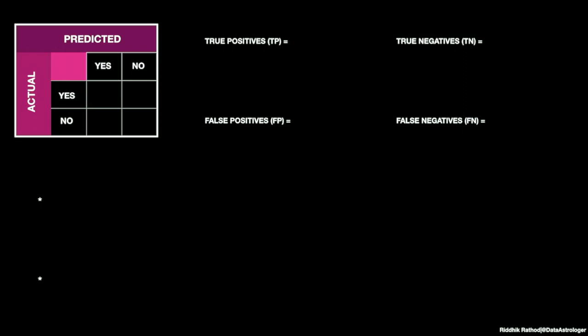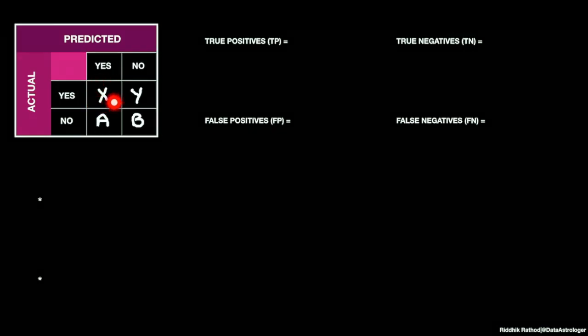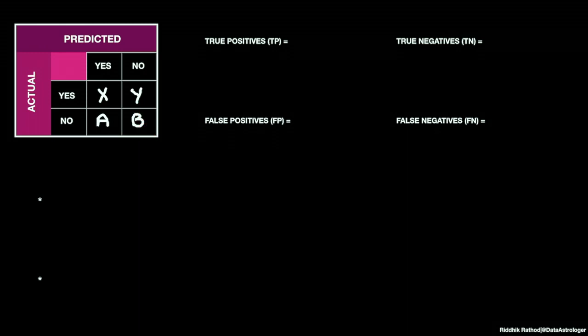So let's create a confusion matrix with binary class labels yes, no, and values x, y, a, and b. The easiest metrics to identify are the true positives and the true negatives. These are the labels which are correctly predicted by our classifier as true and false and are used for determining the accuracy of the model. Next in line are the false positives and the false negatives.